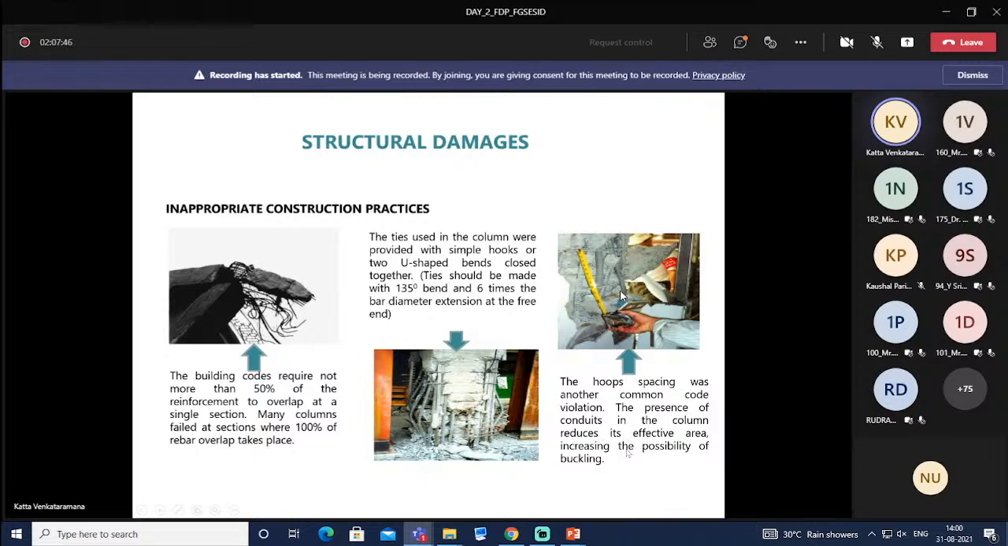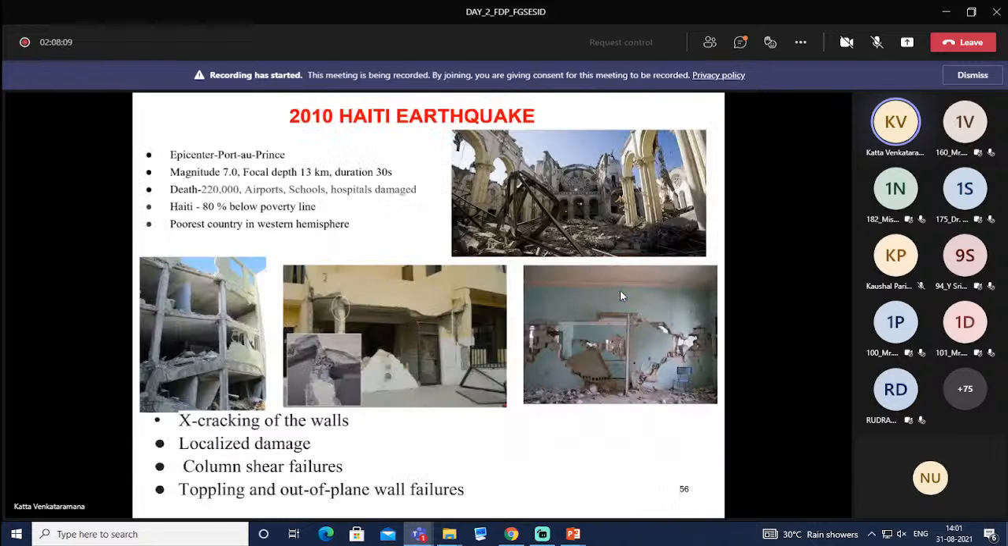You can see here these kinds of conduits for electric cables and similar utility purposes. Many times they will reduce the effective column area and increase the possibility of failure. This is the 2010 Haiti earthquake.